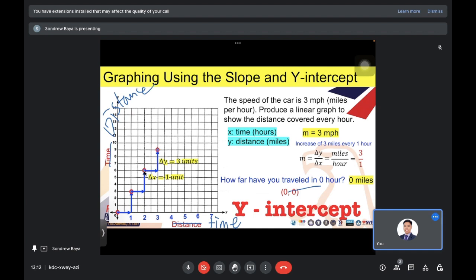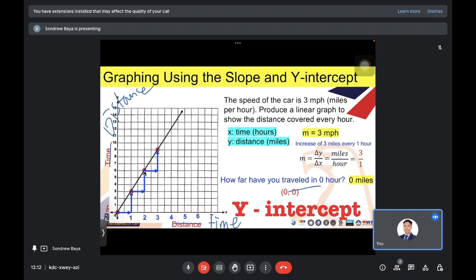And if you're already contented with this, you could already connect the points using a line, and that's now the line graph. Thus, you are now able to produce the line using the slope and the y-intercept. Pause this video, copy down notes for you to be able to understand further.